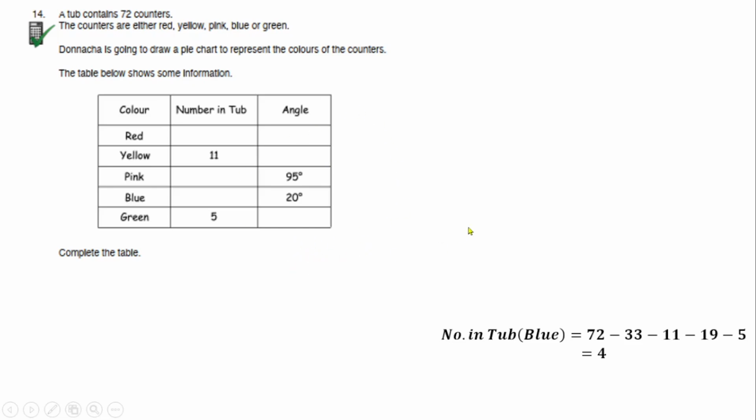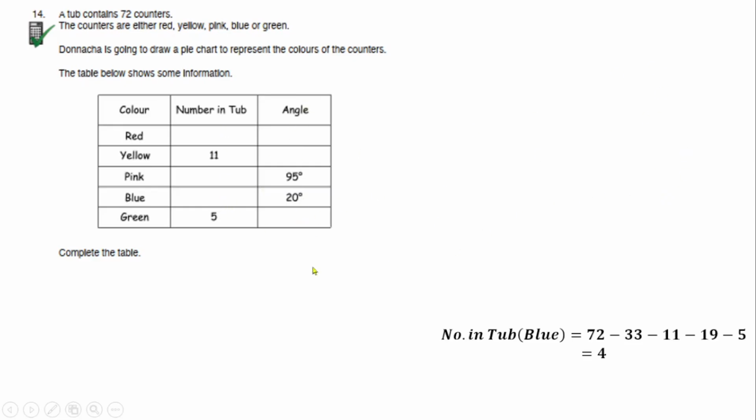They want us to complete it, which I believe you can do, but I want us to do it together, and you should know that this table is highly dependent on the formula for generating the sectorial angle. So we need that formula to be able to do all this, whether to find the number in the tub or to find the sectorial angle.